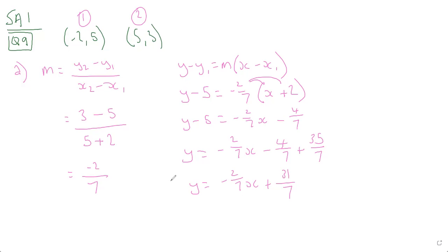Okay, weird and annoying, but that's okay. We can deal with this. This works just fine. So that's the equation for part A. So that's the equation of the straight line that passes through these 2 points.